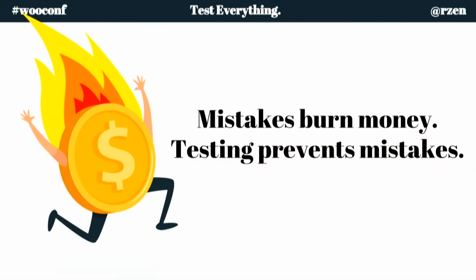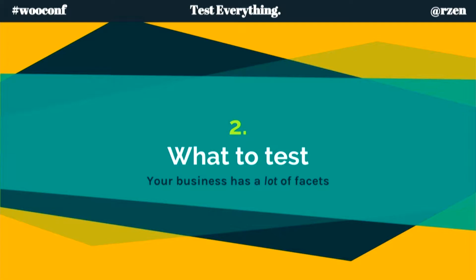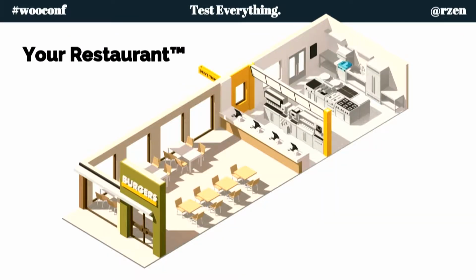Another way of thinking of this is that mistakes burn money, and testing prevents mistakes. So if you hate burning money, you should love testing things. If you hate making mistakes, then you should really relish the fact that there are tests here to back up what you're doing. So let's talk about what we can test, now that we know why.